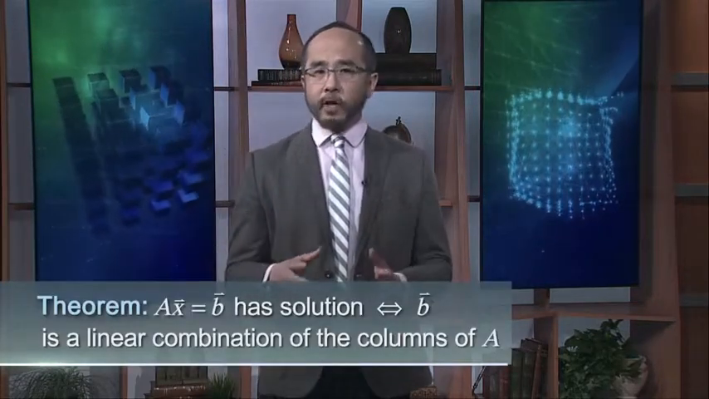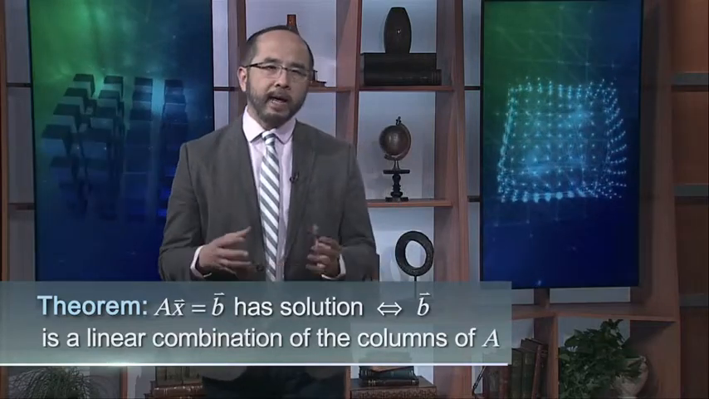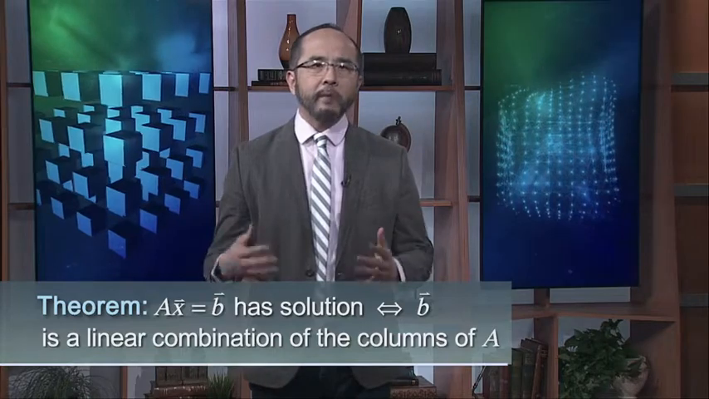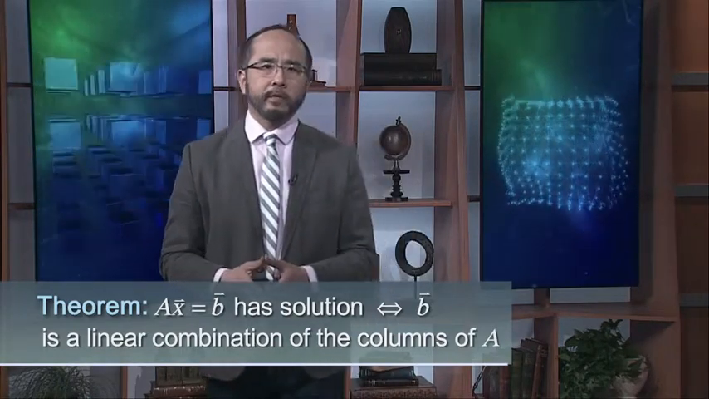All right, let's summarize what we've learned in the following theorem. The system of equations Ax equals b has a solution if and only if b is a linear combination of the columns of A. Or, said another way, Ax equals b has a solution if and only if b is in the span of the columns of A. And this is an answer to our question, how do we tell when a vector is in the span of a set of vectors? Just solve a certain matrix equation.